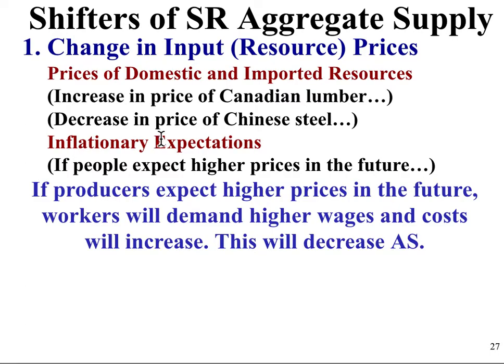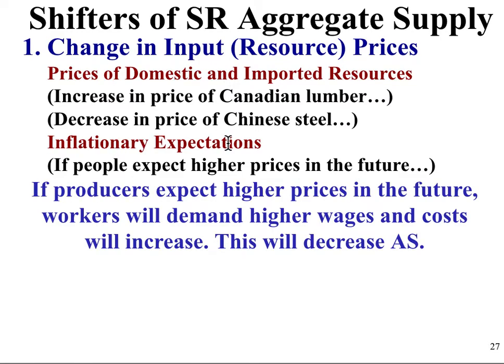Versus if we're seeing a decrease in the price of Chinese steel, then all the companies that want to import Chinese steel are actually better off and are going to produce more of their items. Then we see a shift to the right of aggregate supply because of a decrease in that input price.